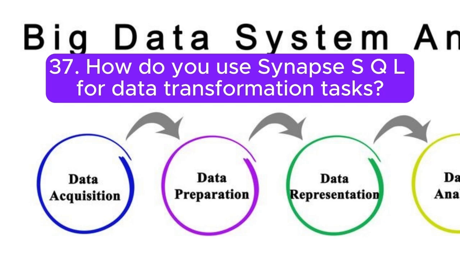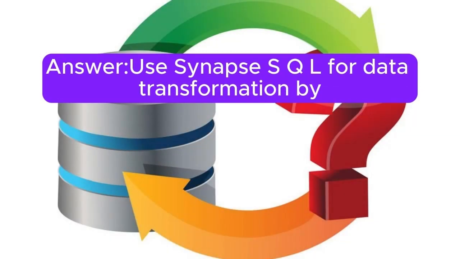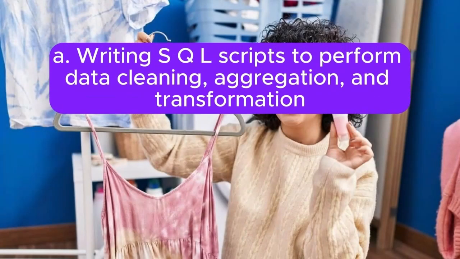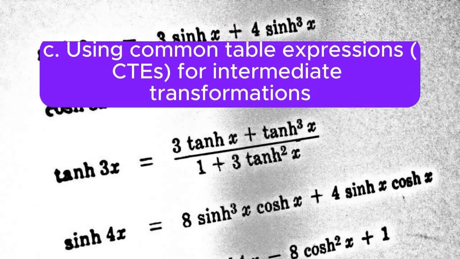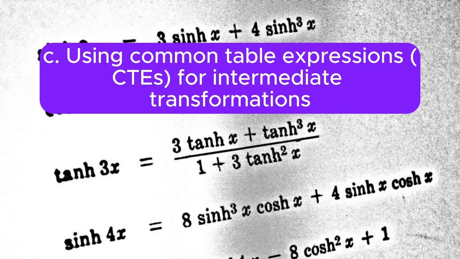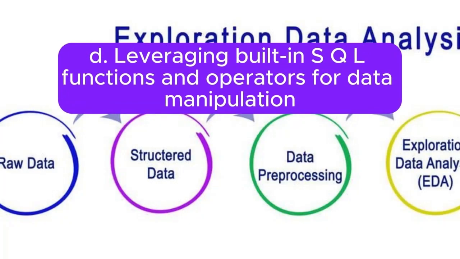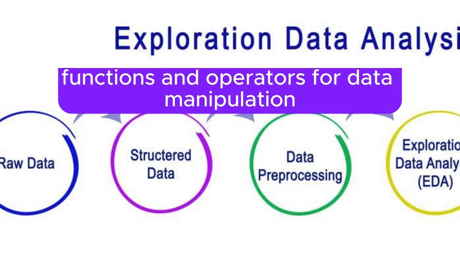37. How do you use Synapse SQL for data transformation tasks? Answer: use Synapse SQL for data transformation by A. Writing SQL scripts to perform data cleaning, aggregation, and transformation. B. Creating stored procedures for reusable transformations. C. Using common table expressions (CTEs) for intermediate transformations. D. Leveraging built-in SQL functions and operators for data manipulation.